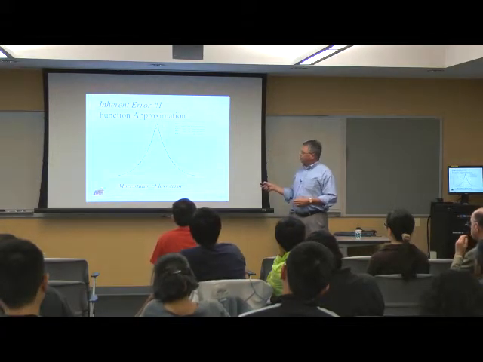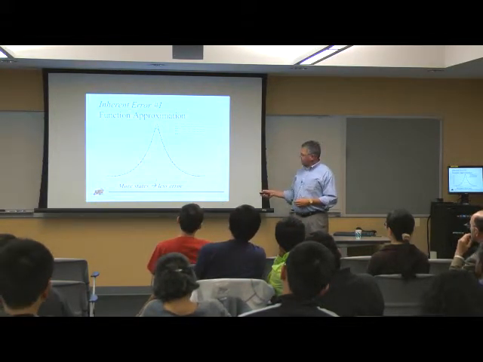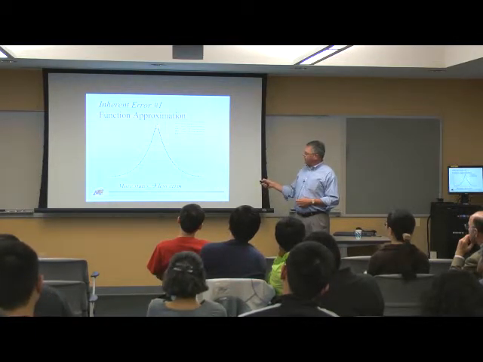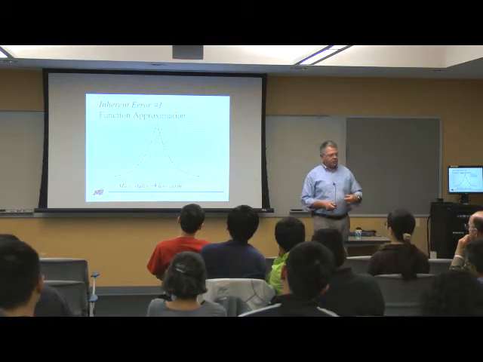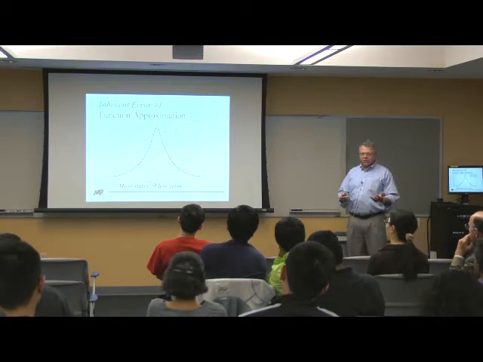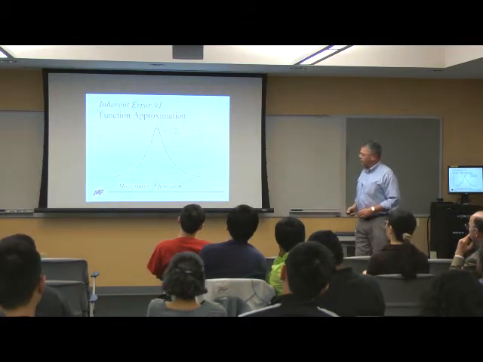One is the function approximation. As I said before, if I have more states, I get a better approximation. So if I have fewer states, my approximation of the function isn't so good. That's one source of errors.